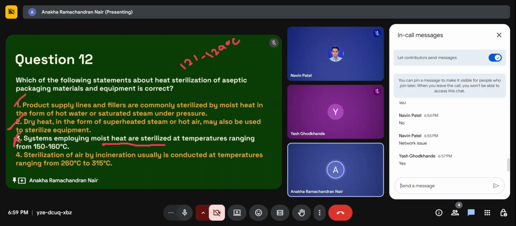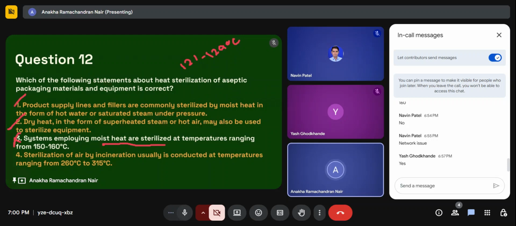Is there any doubt in this question? All right. So I'm not seeing any doubt. I'll move on to question number 13 then.